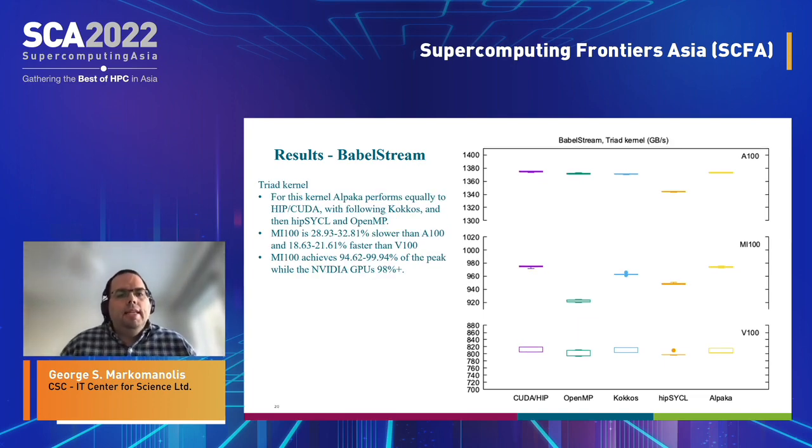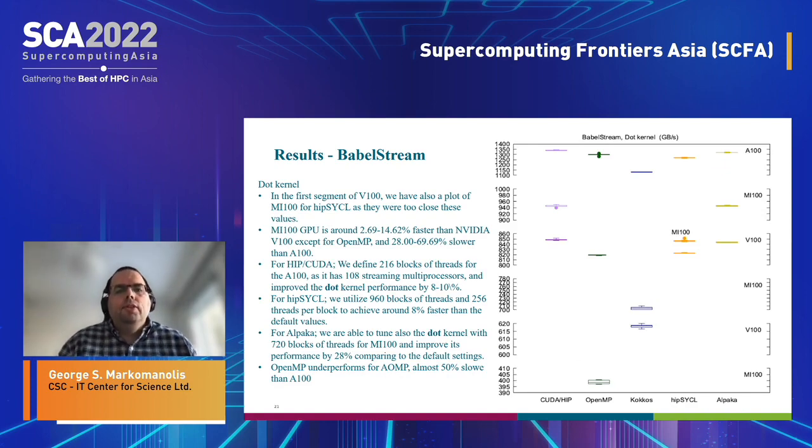Now the Triad kernel. For this kernel, Alpaka performs equally to HIP and CUDA, followed by Kokkos and then HIP SYCL and OpenMP. MI100 is 28 to 32% lower than A100 and 18% to 21% faster than V100. Although MI100 achieves 94 to 99% of the peak, while NVIDIA GPUs are 98% plus. So we can see that the peak performance is a bit lower for MI100 in many cases, and especially the OpenMP is losing a bit in some aspects.